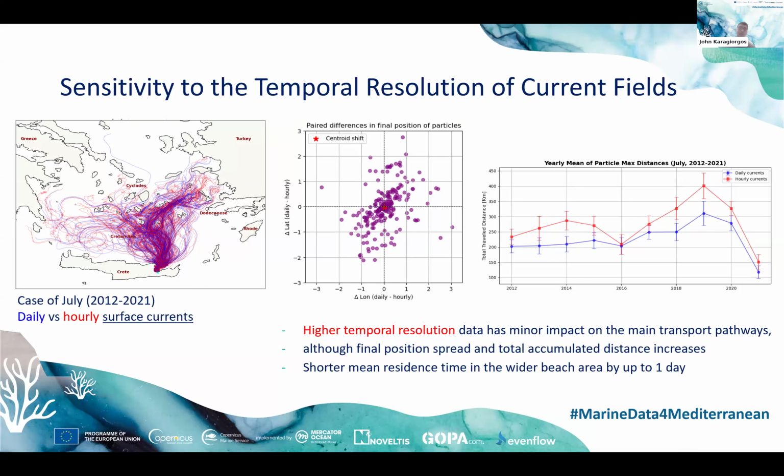More importantly, the hourly forcing reduces the mean residence time in the wider area of the release location by up to 1 day compared to the daily forcing, which is a particularly important result especially for short-term predictions.